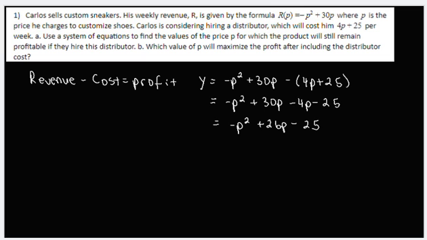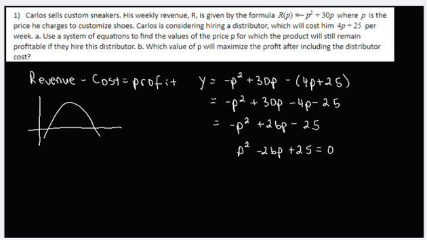And let's go ahead and still look at the fact that we've got this situation right here. We're going to have a maximum because we have a negative leading coefficient. I don't want that negative right here, so what I can do is multiply through by negative 1. So I get P squared minus 26P plus 25. And if I want to make a profit, that means I want this to be greater than 0. So I want to see what is going to make it equal 0.